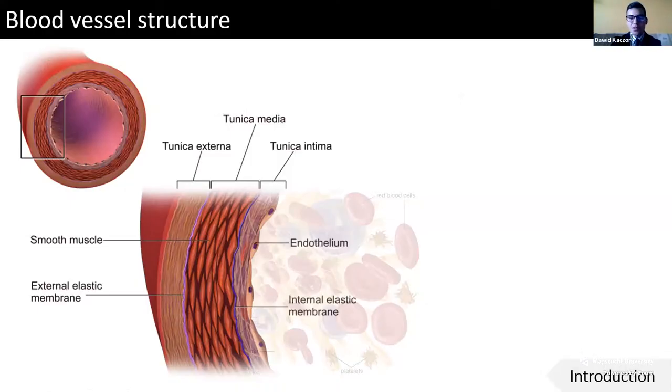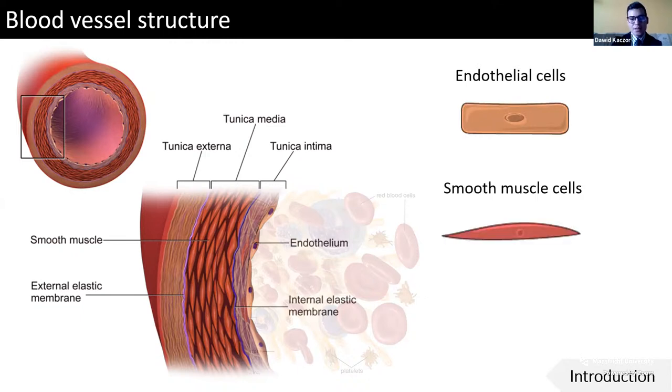Arteries consist of three layers called tunica intima, mainly endothelial cells, tunica media, smooth muscle cells, and tunica externa, connective tissue. In vasculature, endothelial cells are constantly in contact with blood components like platelets, and vascular smooth muscle cells can interact with them upon vessel injury or damage.